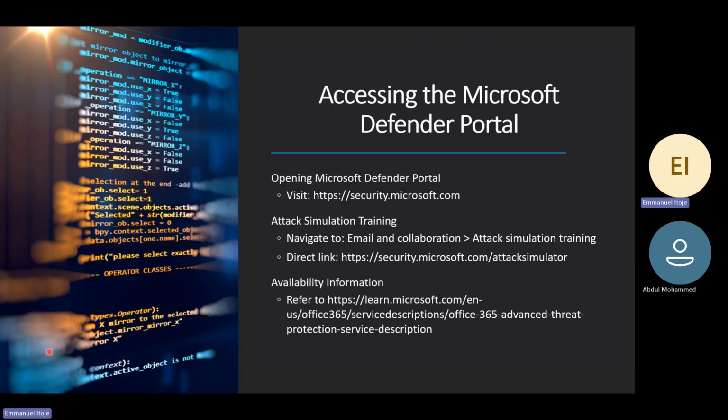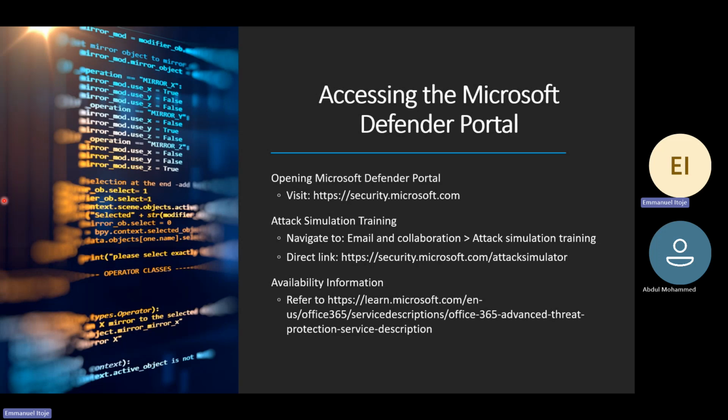Now, how do we access the Defender Portal? In the course of our training, we've been accessing the Microsoft Defender Portal either by clicking from the admin center and then clicking on the security blade as one of the parts of the admin center, or the other way is to actually go through the URL security.microsoft.com. This will take us to the Defender Portal. And in the Defender Portal, we've been doing our discussion on Defender for Office 365, on the emails and collaboration blade. From this emails and collaboration blade, we'll actually see the attack simulation training.